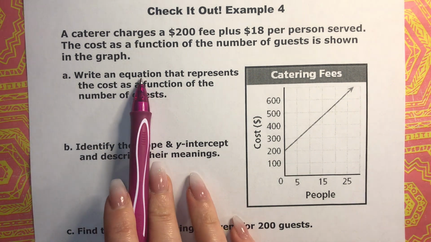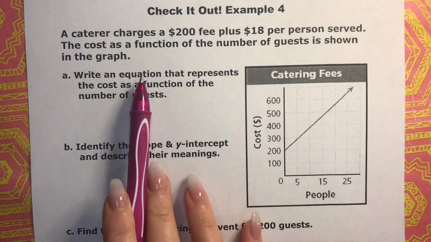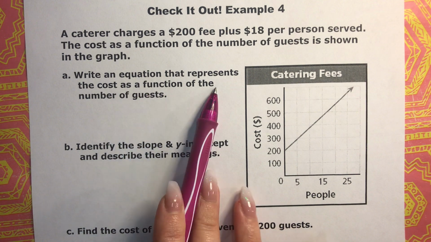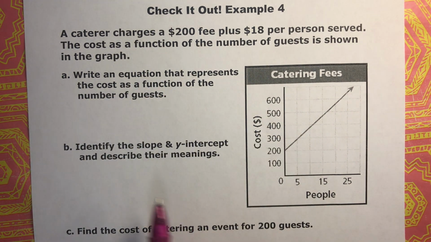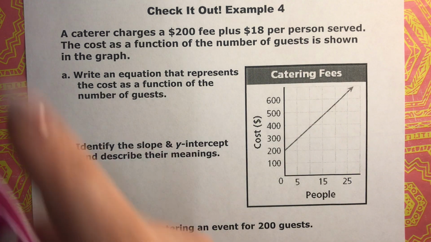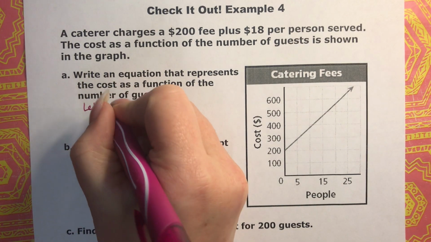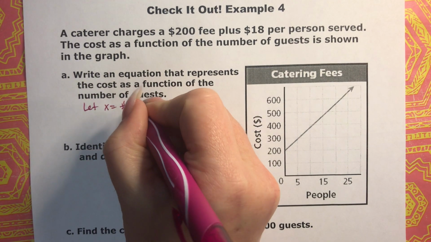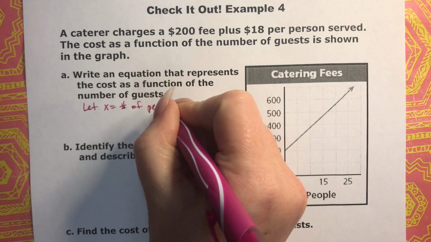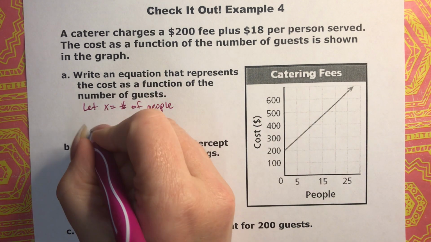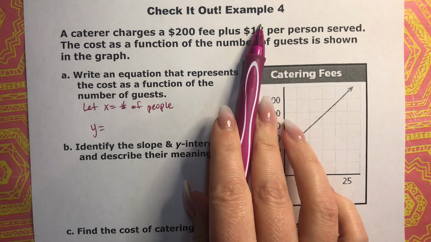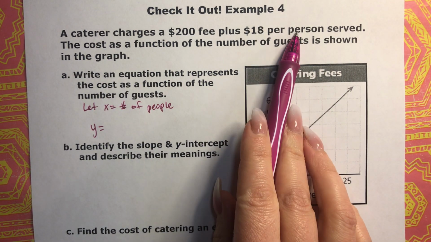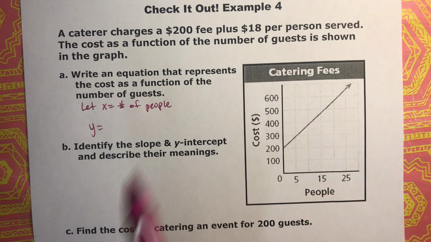So we're going to write an equation. Okay, so that means y represents the cost as a function of the number of guests. Great. So what's our variable? The number of people. So I'm going to say let x equal number of people. And then we're going to write our equation. So y equals, what do we have? $18 per person. That means $18, and per person, that's x. So 18x.